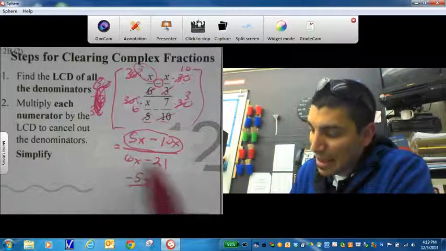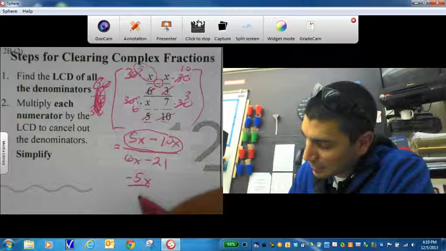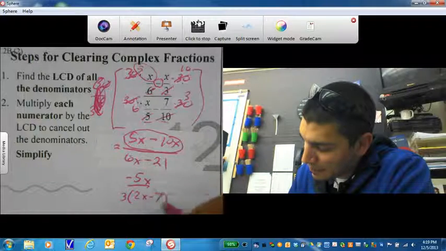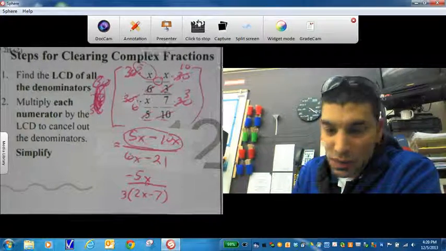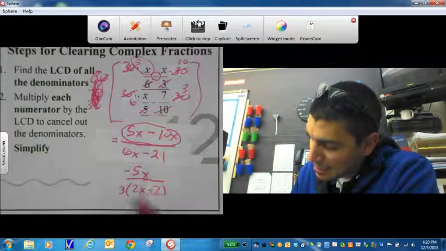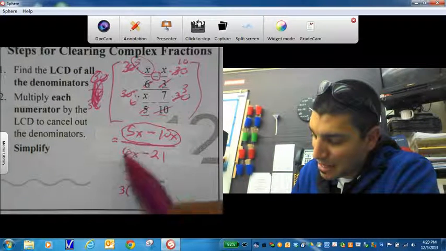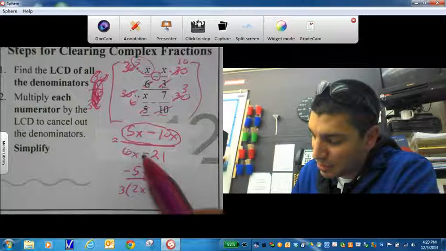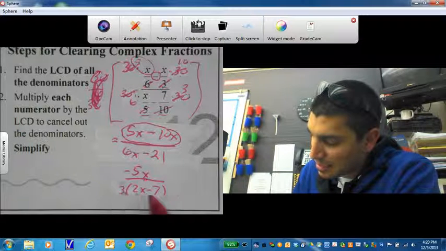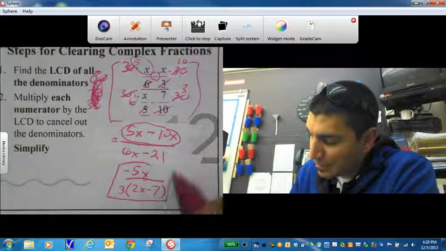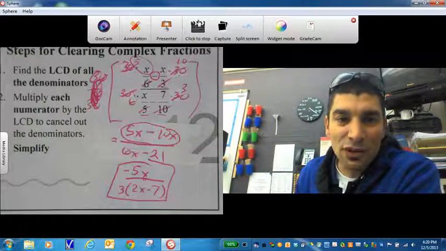Can I factor out anything here? How about a 3? 2x minus 7. The reason why I do that is to see if anything can cancel. Because right now we can't do any of this stuff because they're married or they're in a relationship. This I can't do. So this is my final answer. Always leave it in factored form. Make sense?